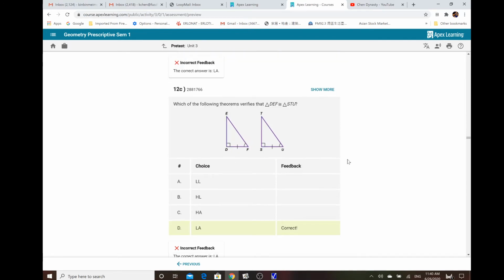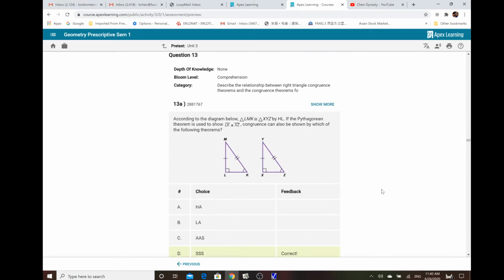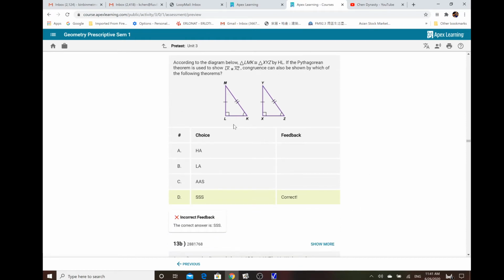And the next one is quite similar. So again, leg and angle. And the angle that we refer to is not the right angle. It's actually the normal acute angle. So another way to prove the right triangle congruency is by using the normal postulates such as SSS, SAS, ASA, or AAS. So this one has three sides given.